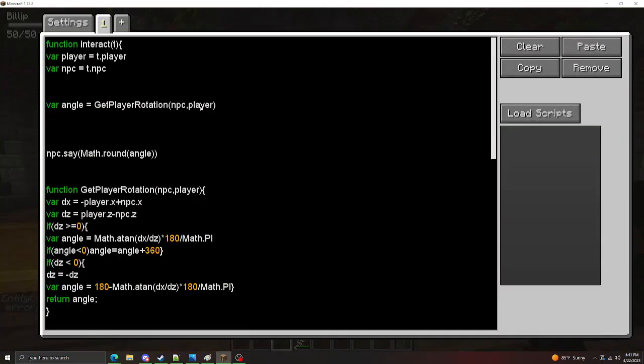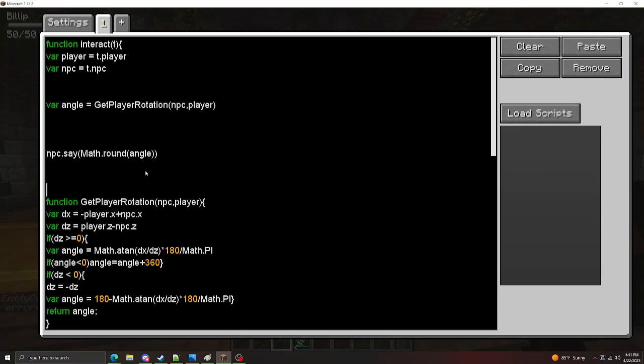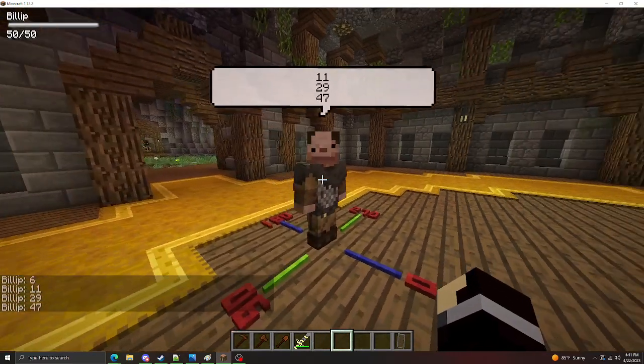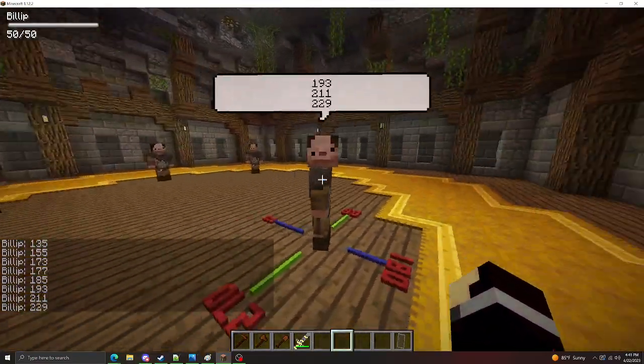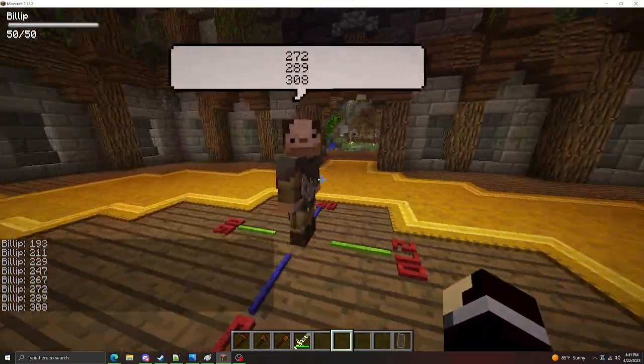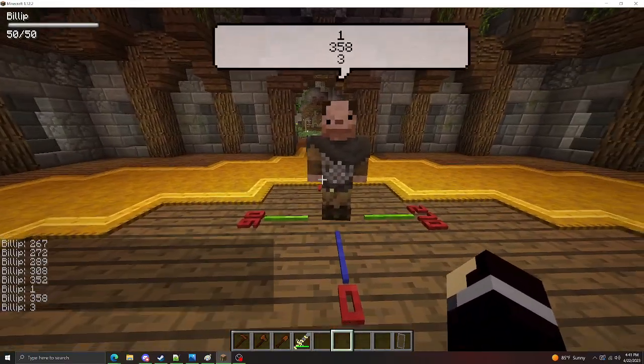Okay, I missed a bracket. Where did I miss the bracket? Oh, I accidentally deleted the interact function bracket. There we go. All right, so there we go. Let's walk around him. We hit 90, hit 180, hit 270, then 360, back to 0. There we go.